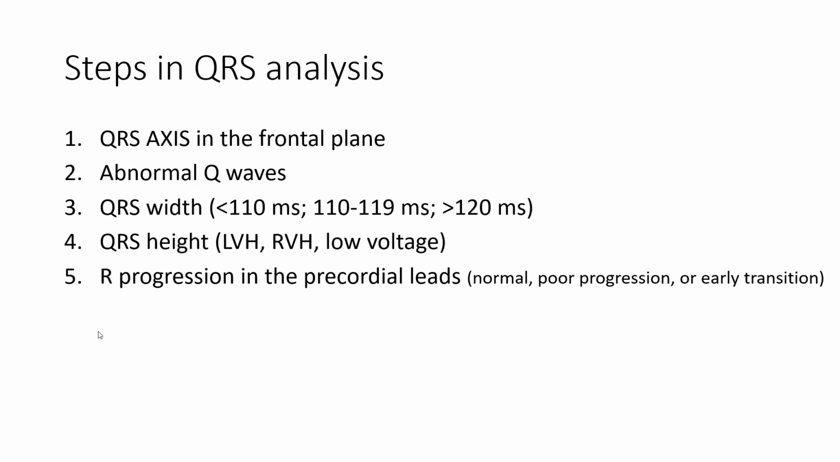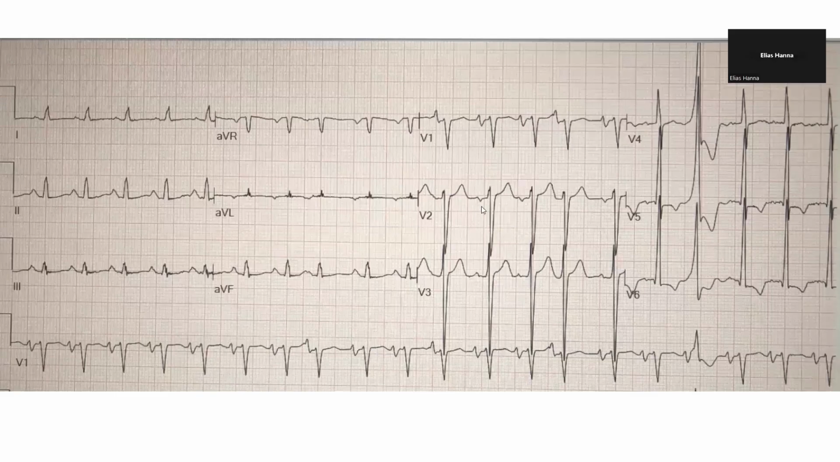I will start by focusing on numbers 4 and 5, QRS height and R wave progression in the precordial leads. Then in subsequent talks, I will discuss Q waves and QRS width. I will start with this.